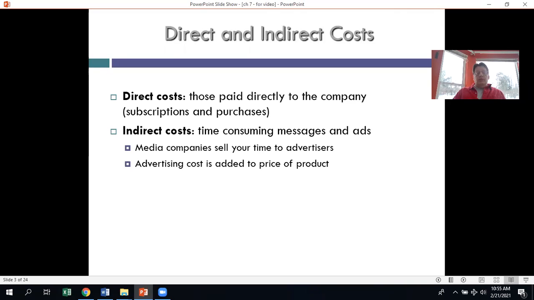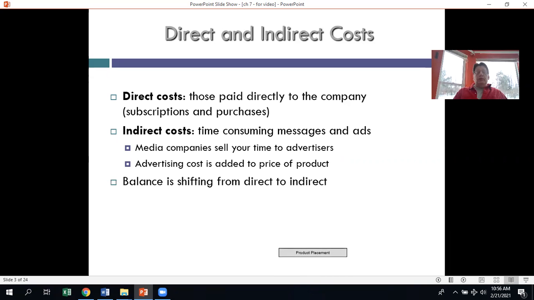But there's also indirect costs. This is the time that we spend consuming messages and ads. Media companies sell time to advertisers, and the advertising cost is added to the price of a product. Think about how many commercials there are for cars from General Motors or Toyota or Honda. When you buy a car from them, a significant portion of the money that you pay helps cover the cost of the advertising they pay for. So it may not be a direct cost, but it's still very much a cost.